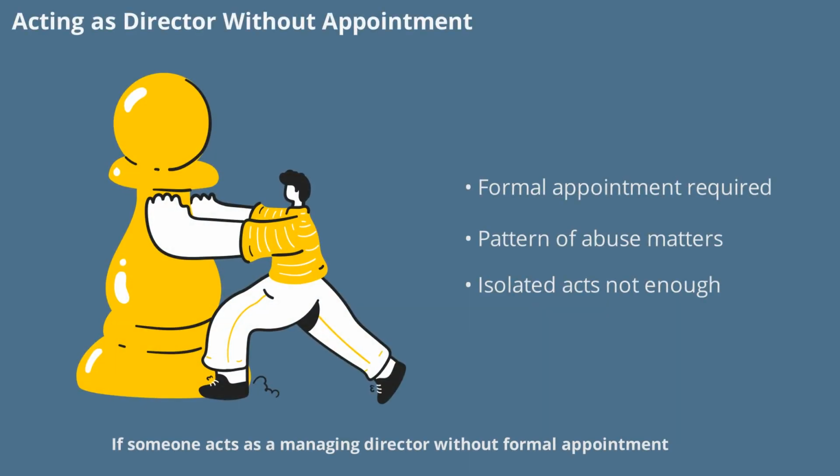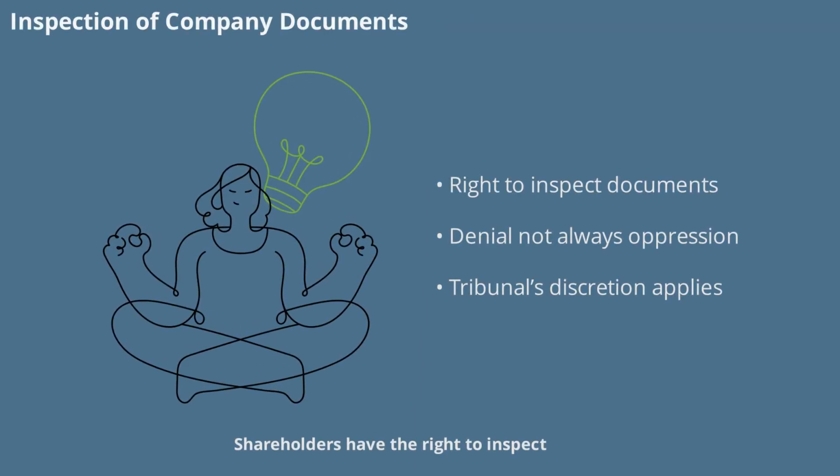If someone acts as a managing director without formal appointment, this alone does not constitute oppression. The tribunal focuses on whether the conduct is part of a broader pattern of unfair treatment or abuse of power. Shareholders have the right to inspect company documents to support their petition. However, denial of inspection alone does not amount to oppression. The tribunal will not direct directors to provide inspection solely to help a petitioner gather evidence for a case.